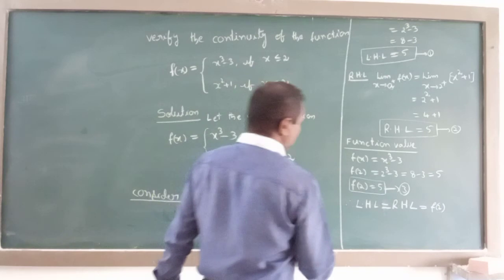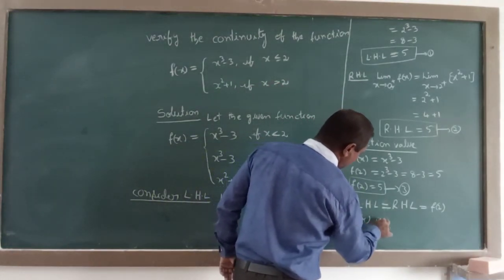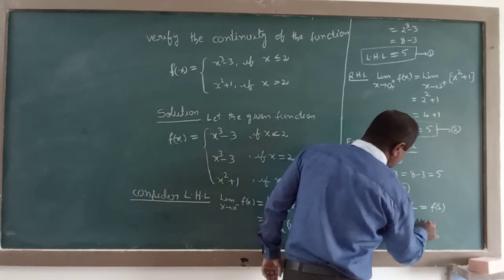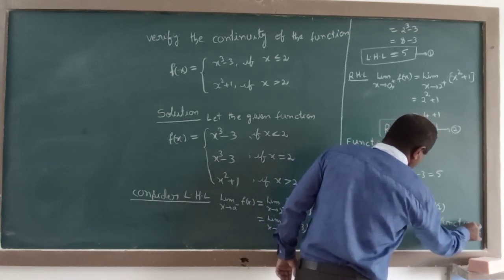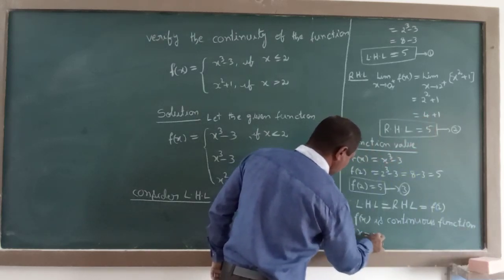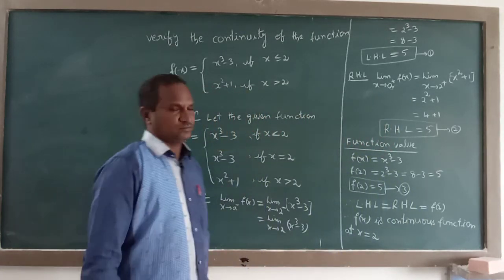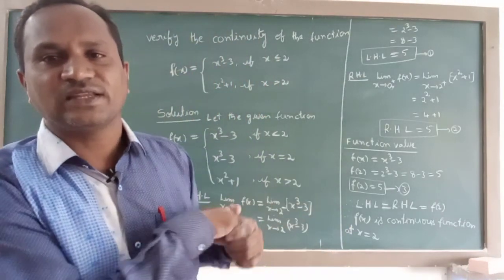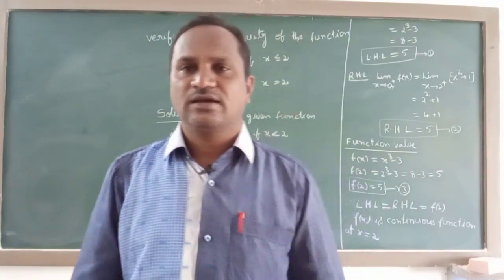So yes. Therefore, f of x is a continuous function at x is equal to 2. LHL value 5, RHL value 5, function value 5. All three values are equal, which means we are saying that the given function f of x is continuous.